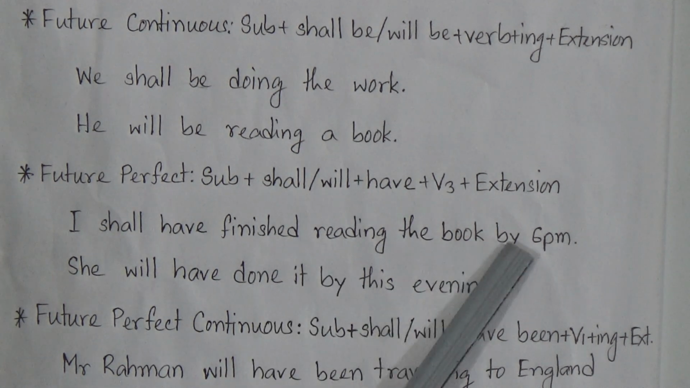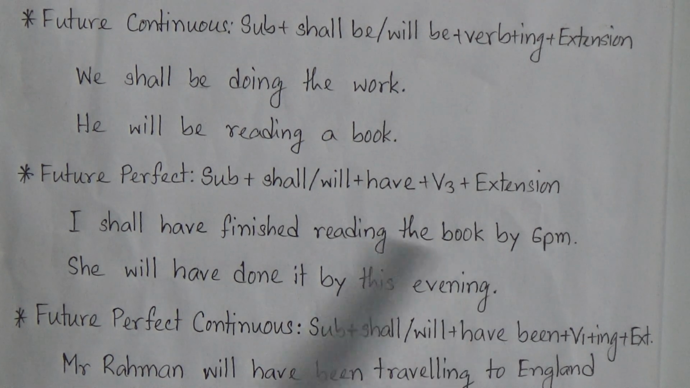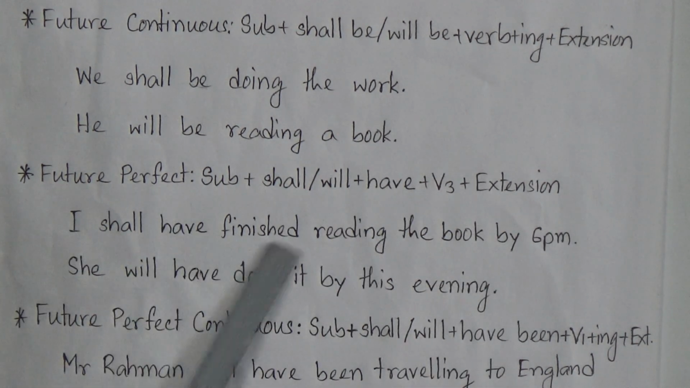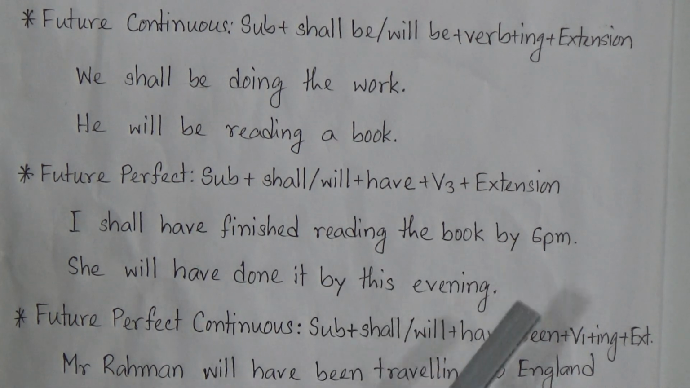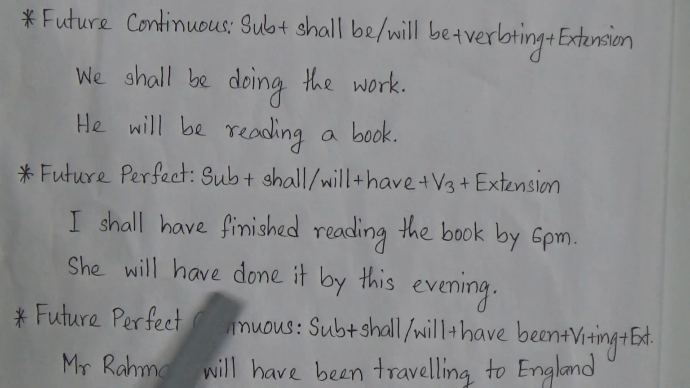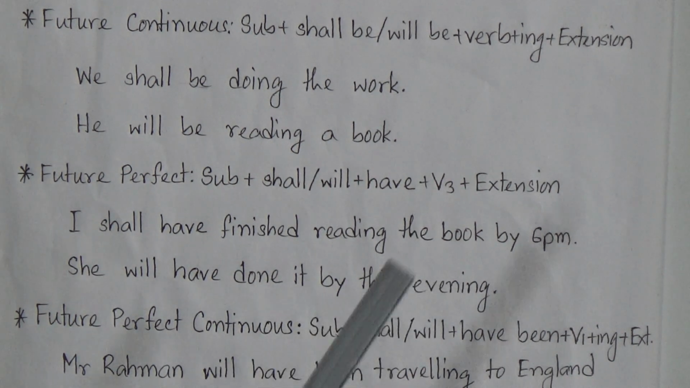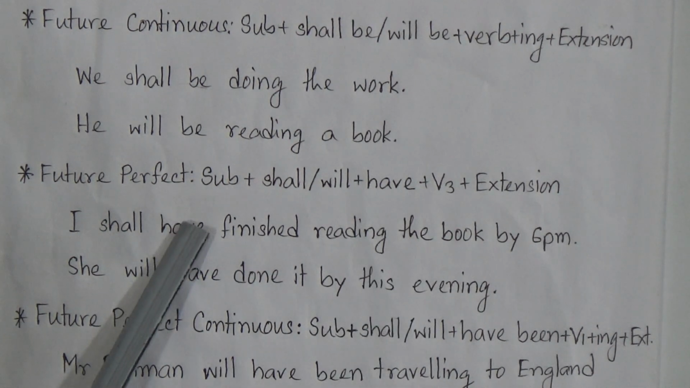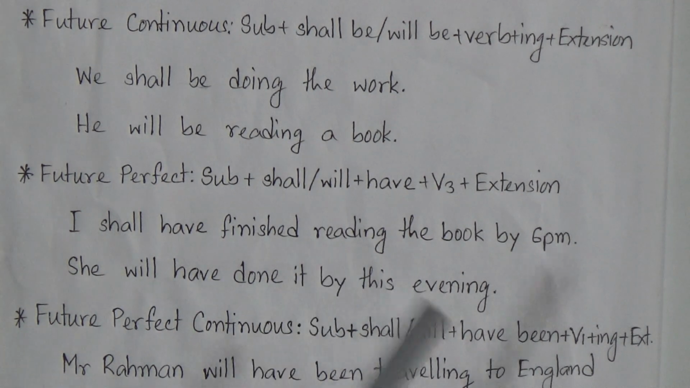reading the book by 6 p.m. So now look, before 6 p.m. I shall have finished reading the book. So there is a point of time. She will have done it by this evening. So by this evening she will have done the work. So this is future perfect tense. That means the task will be completed before another task or another point of time.